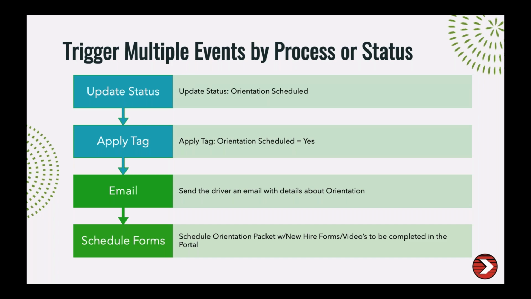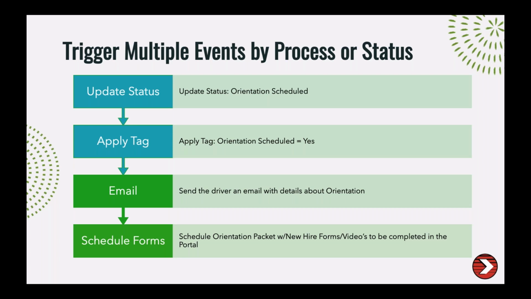It can also happen with a status change. By changing the status manually to orientation scheduled, I could apply the tag, send the email, and schedule the forms. So it's pretty flexible. It's just that you'll want to think about what these triggers would be, what makes sense for your organization, and what's going to be easy for your internal people to understand.